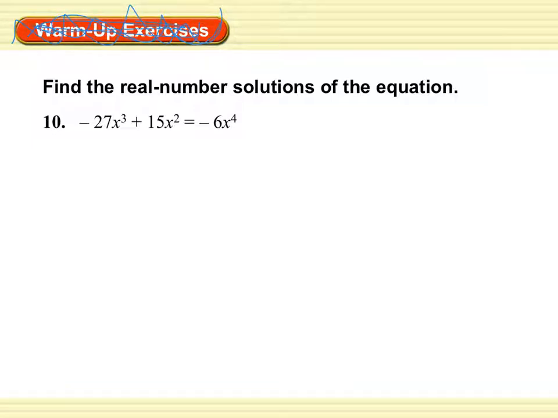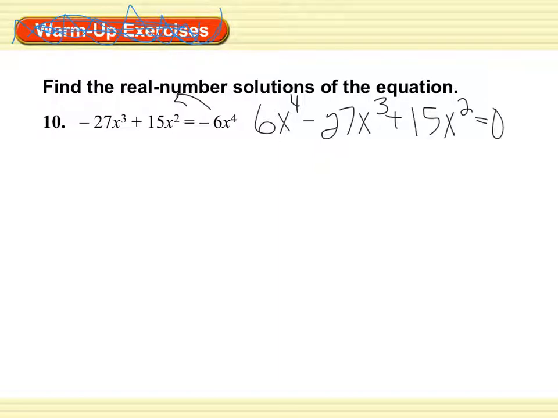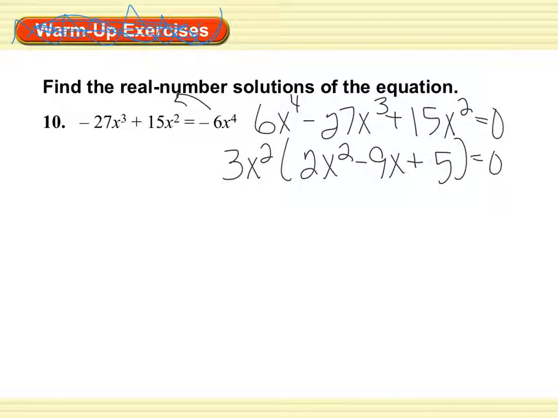Last one. Let's put it in standard form. So biggest number to smallest number, I'm going to move that over there. Add 6x to the 4th to both sides. Minus 27x cubed plus 15x squared equals 0. Factor out my greatest common factor. I think it's a 3x squared. I'm left with 2x squared minus 9x plus 5. That seems right. A times c is 10. So I need two things that multiply to 10 and add to negative 9.